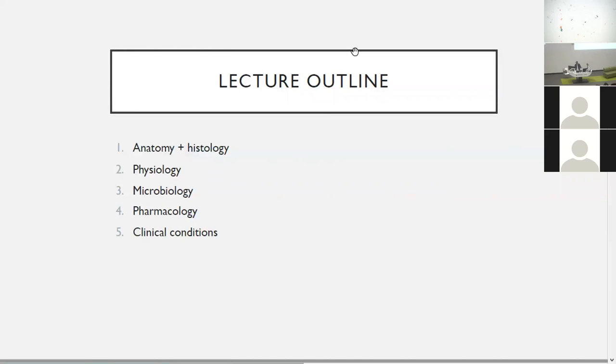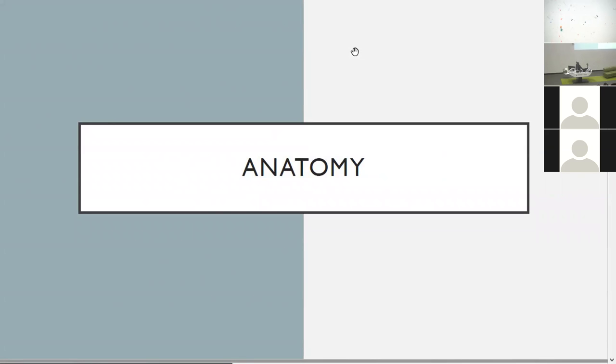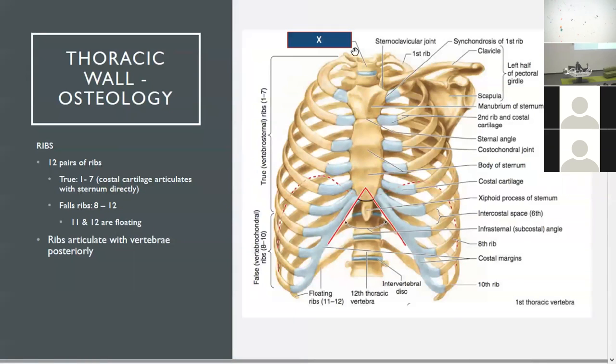So I'll talk a bit about anatomy and histology and then go through some physiology, a little bit about microbiology, which is not very important. And then some pharm. So we might keep going. So just basic anatomy of the thoracic cage.